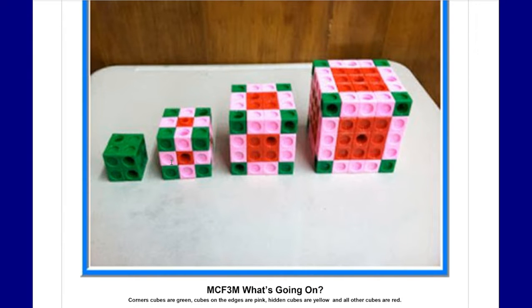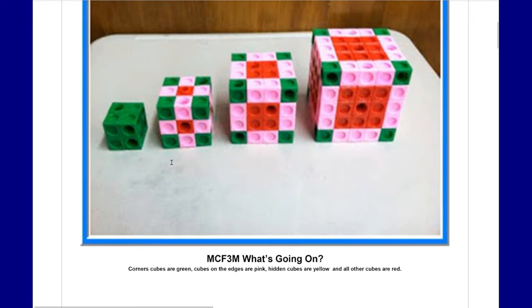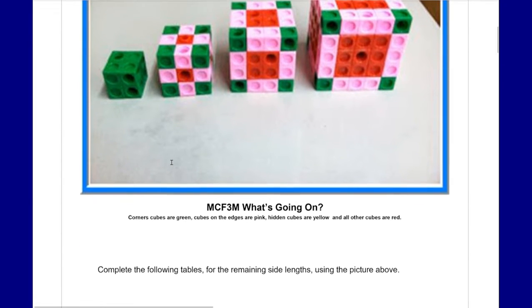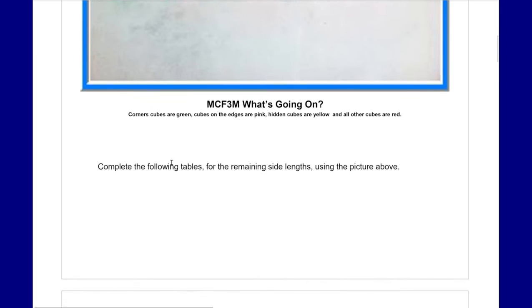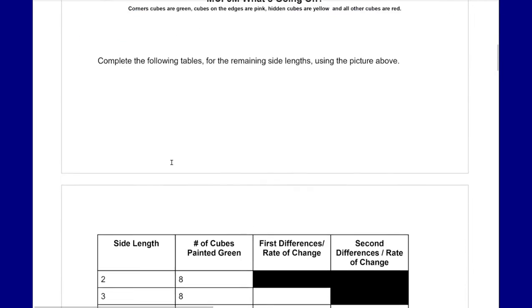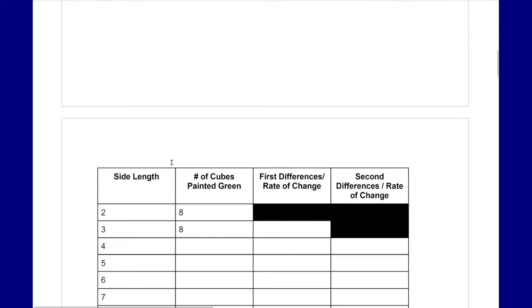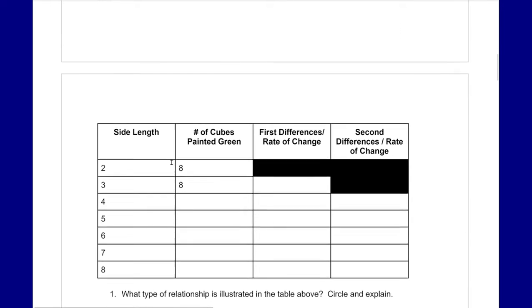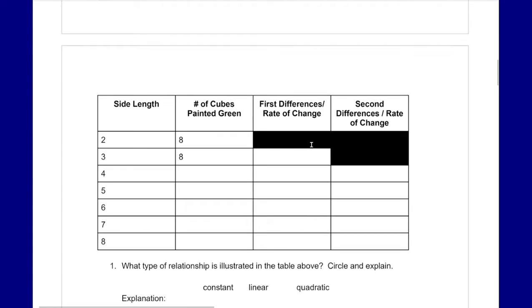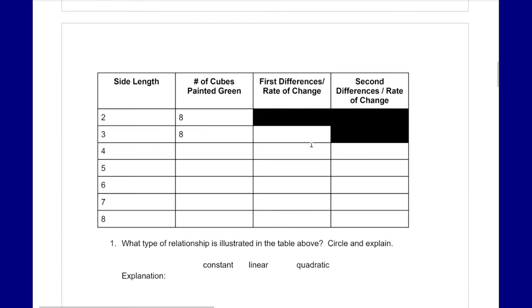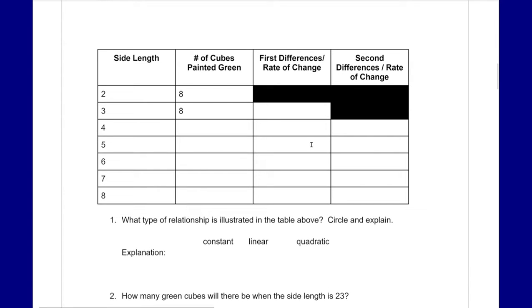And what you're going to do on your own or with a partner or someone else is complete the following tables using that picture or using the manipulatives. I will show you a virtual one as well to try to answer the questions. So again, we're filling out the table. We are going to have to find the first differences and second differences. I want to figure out what type of relationship is illustrated.